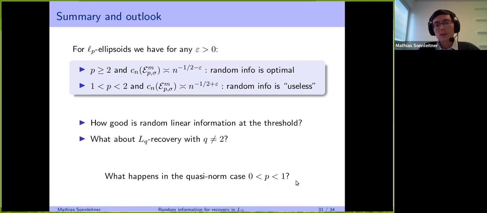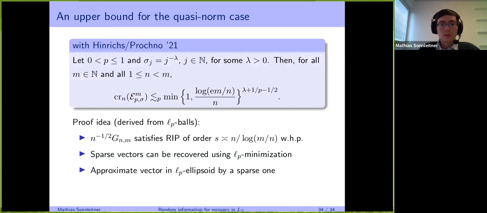I only show you briefly the result now, and then my time is over. So here's our result for p between zero and one. Then we have just an upper bound for the random Gelfand widths, which we derived from the proof for the LP balls, which is via compressed sensing techniques. And it extends this result for the LP balls. And we do not know a lower bound in this case. So I want to thank you for your attention, and if you have any questions, feel free to ask them. Thank you.